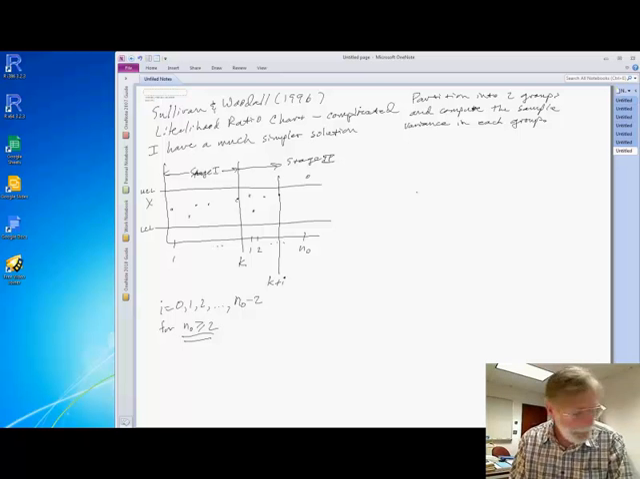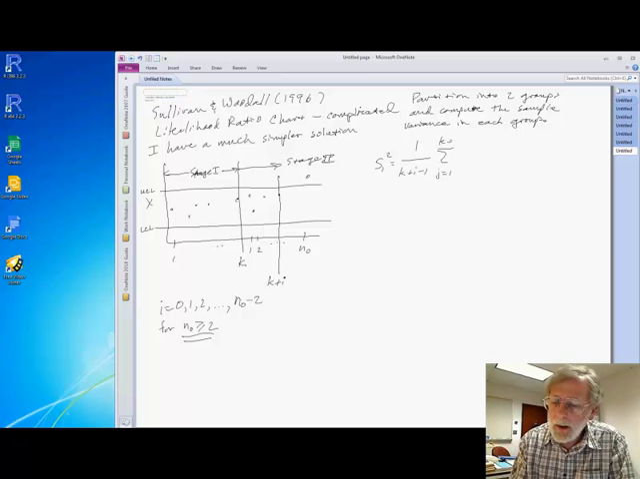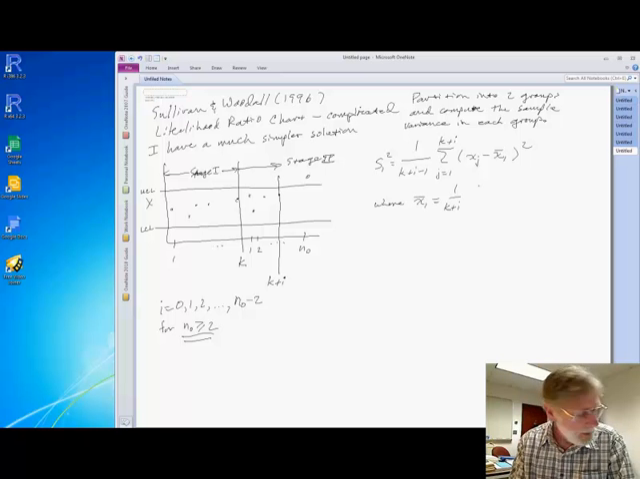So how do you do this? Well, S1 squared, which is the sample variance, is 1 over k plus I minus 1, sum j equals 1 to k plus I of Xj minus x bar 1 (squared), where x bar 1 is 1 over k plus I, sum j equals 1 to k plus I xj.